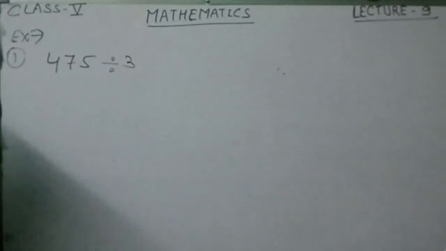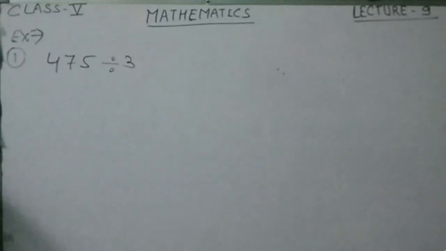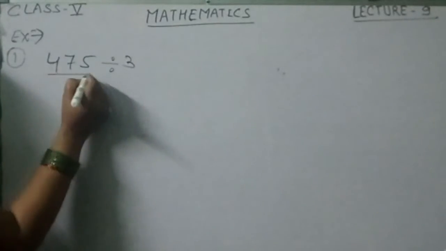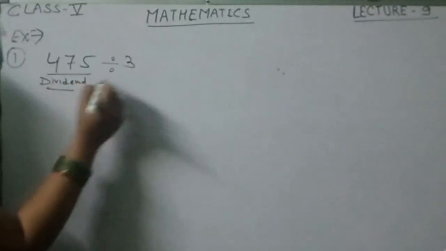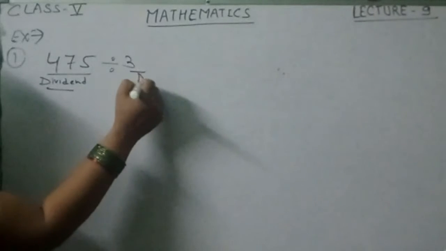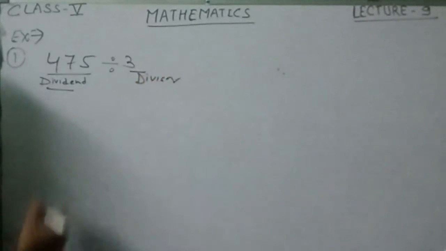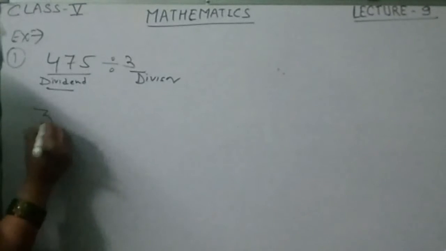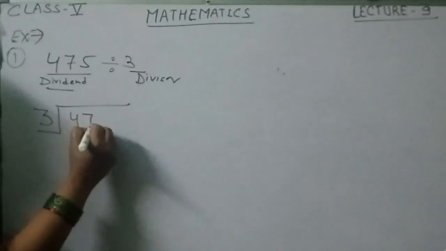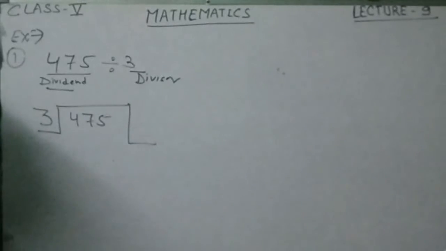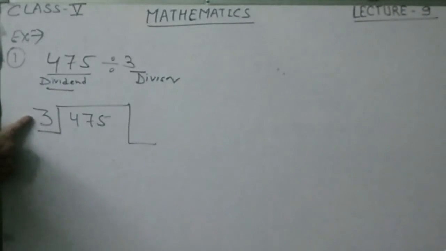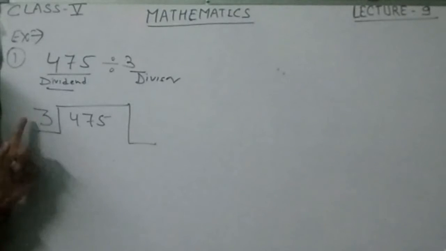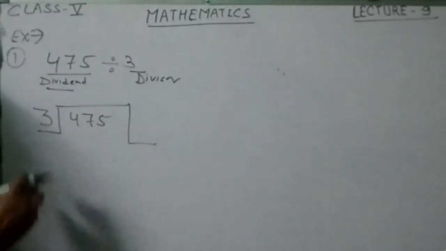We will start from the small number. See here, this number is dividend. This one is the dividend, and this one is the divisor. See here how to write 3, 4, 7 and 5. Students, always remember here single digit, you have to see here single also. Now see, compare the number 3 and 4. 3 is less than 4, so you read the table. How many times it will be?